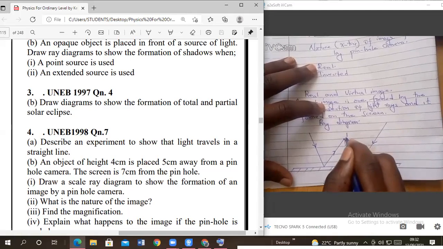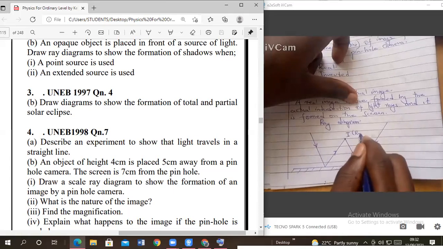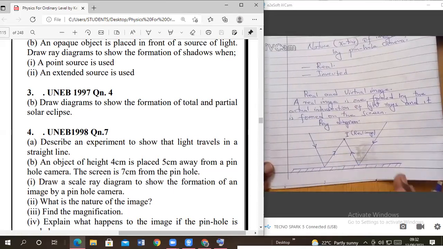So the image will be formed there. So that's the image. And this image is the real image. Okay?